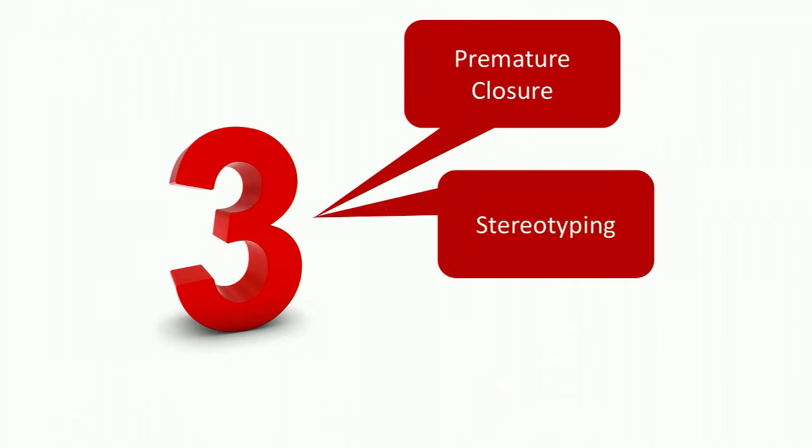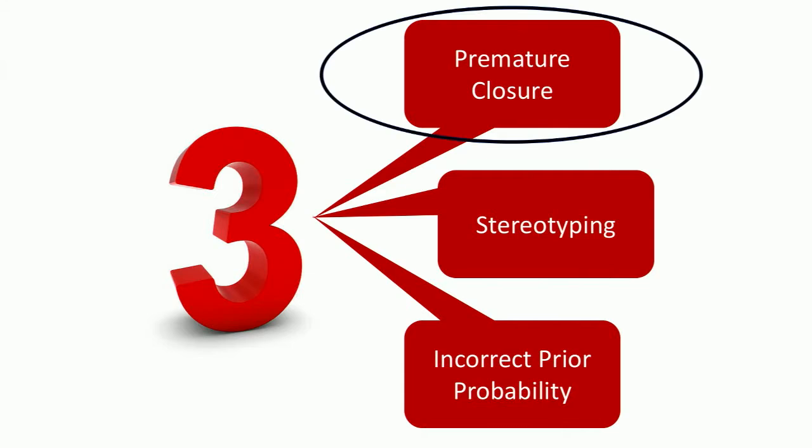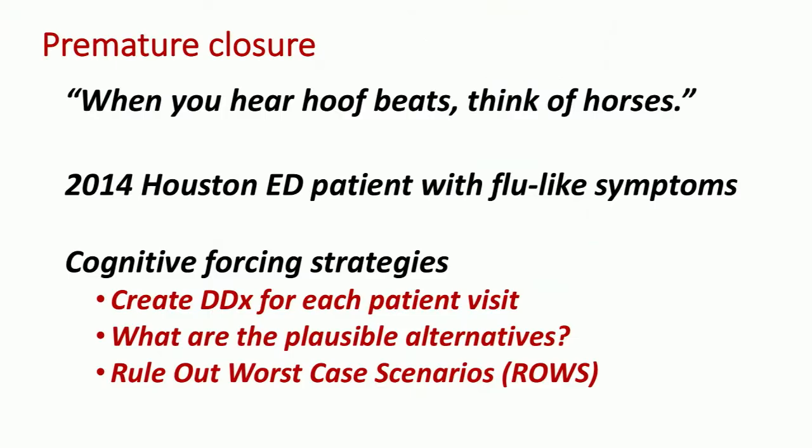We can pretty much divide them into three broad categories. First one is premature closure of the differential. Basically, we make a guess about what is likely to go on, and then we stick with that. The second is stereotyping, where we have some stereotype about the patient that leads us in the wrong direction. And the third is that we have incorrect prior probabilities of what's likely to go on. Of these three, premature closure of the differential is probably the most common cause of diagnostic error, the most common underlying pattern in diagnostic errors.